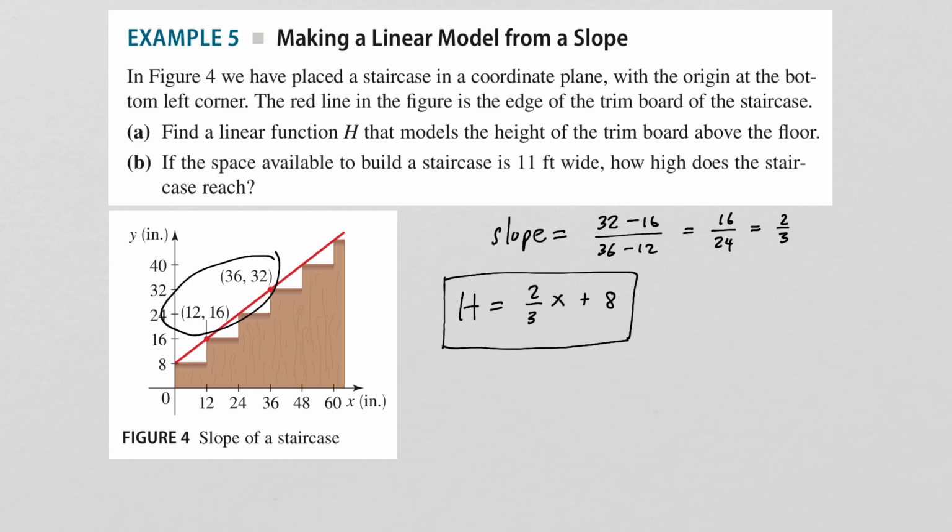For the second part, if the space available to build the staircase is 11 feet wide, so talking about 11 feet wide this way, how high does the staircase reach? So x is going to be 11 feet. Now let's keep in mind that if you look at the x-axis here, this is measured in inches. So we have to convert 11 feet into inches. So we need to do 11 times 12, right? Because there's 12 inches in a foot. And this is going to be 132 inches.